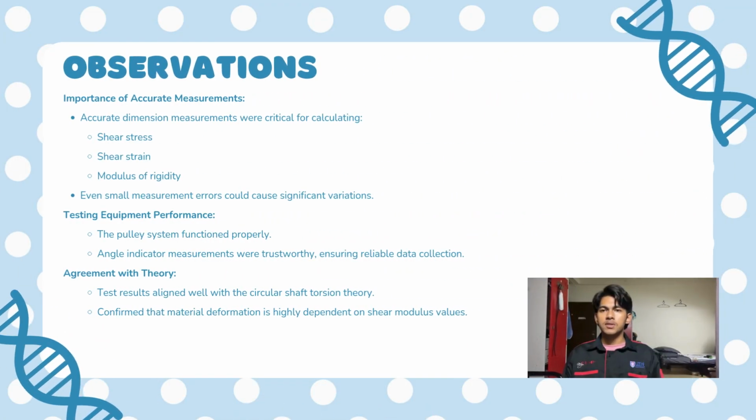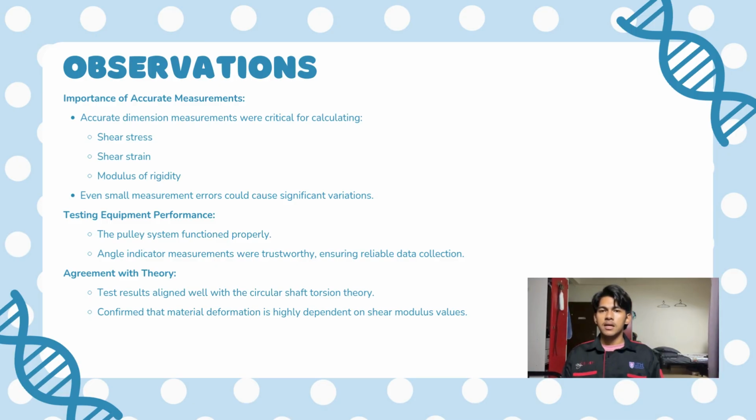Accurate dimension measurements were critical for calculating shear stress, shear strain, and modulus of rigidity. Even small measurement errors could cause significant variations. Eighth, testing equipment performance. The pulley system functioned properly. Angle indicator measurements were trustworthy, ensuring reliable data collection.